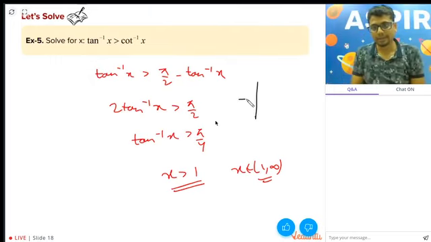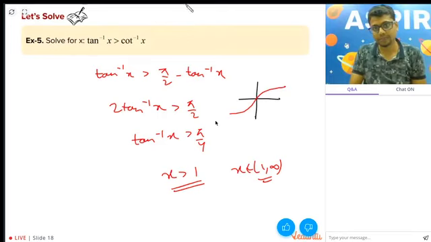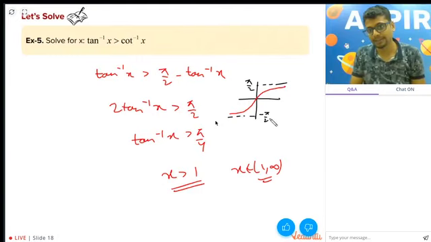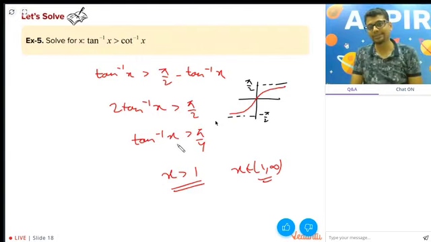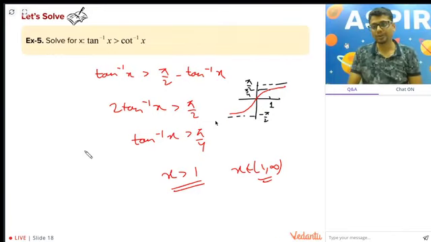I mean, what is tan inverse x? It will be something like this. So ultimately it tends to pi by 2 and minus pi by 2, right? So it is increasing. So if tan inverse x is greater than pi by 4, then x should be greater than 1. That's it, right? Thanks for participation in the poll. Let's move ahead. In case there is doubt, please ask.